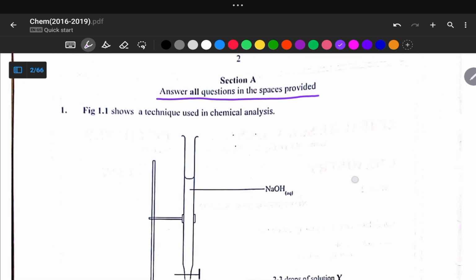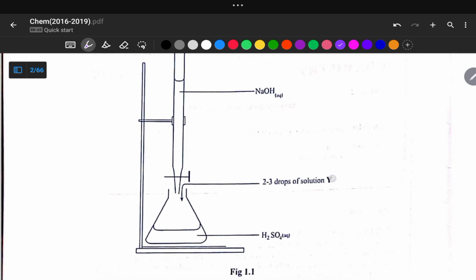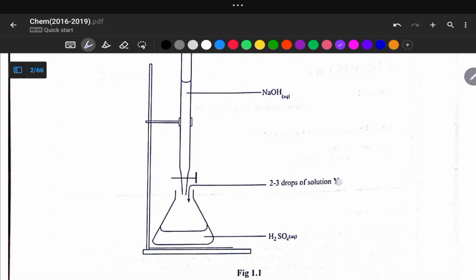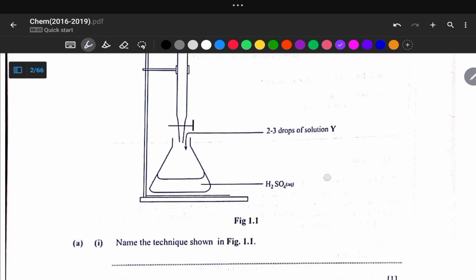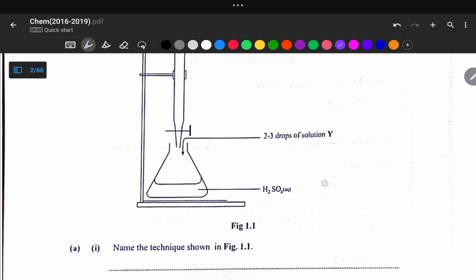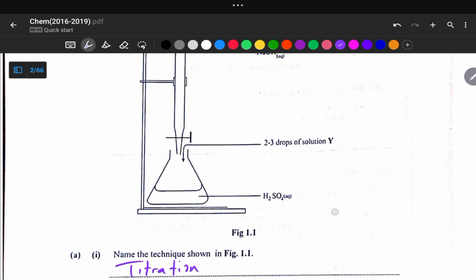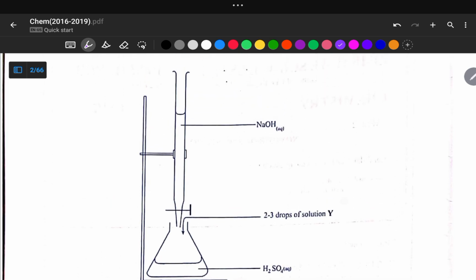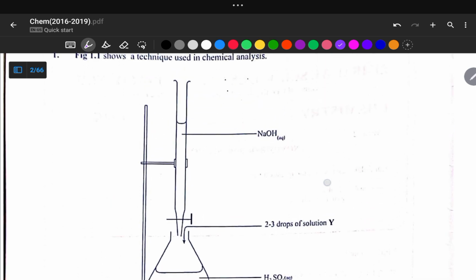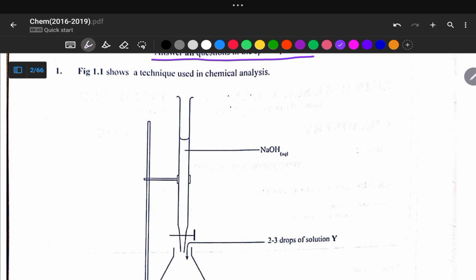We're given Fig 1.1, which shows the technique used in chemical analysis. This is Fig 1.1 with the burette, the conical flask, and the tile. We are required to name the technique. This is titration. We are not here to just cram answers or memorize papers, but to broaden our foundation and understand the fundamentals in chemistry.